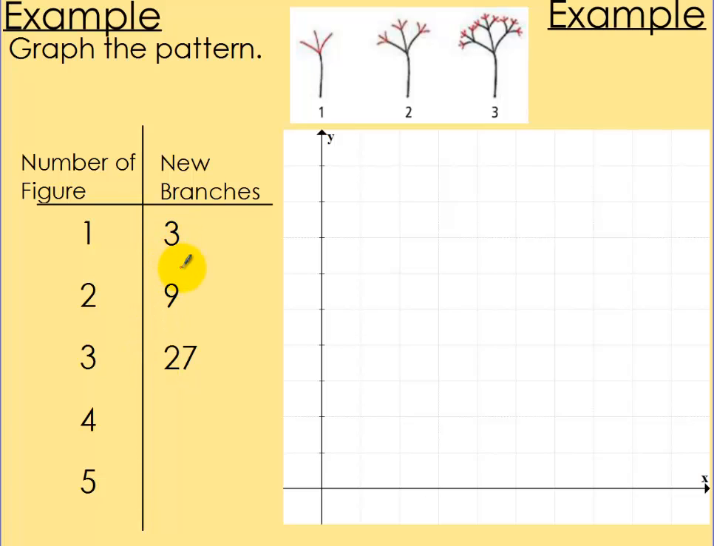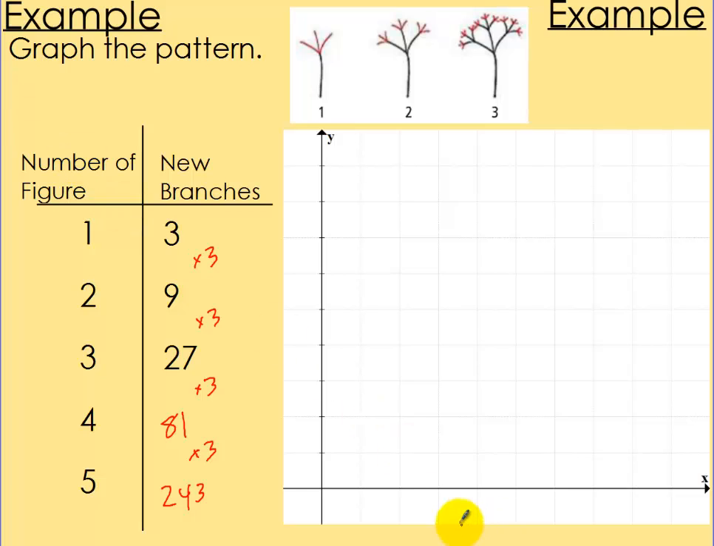So what is my next pattern going to be? Well, looking at what's going on here with this pattern, every one of the previous new branches grows 3 new branches. So basically, we take every one of the last branches and multiply by 3. So 3 times 3 was 9, 9 times 3 was 27. So for the fourth figure, it'd be times another 3, which is going to be 81. And for the fifth figure, it's going to be times another 3, which is going to be 243. So let's graph that.